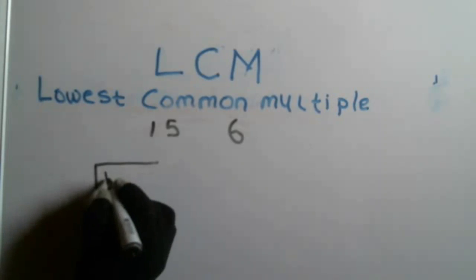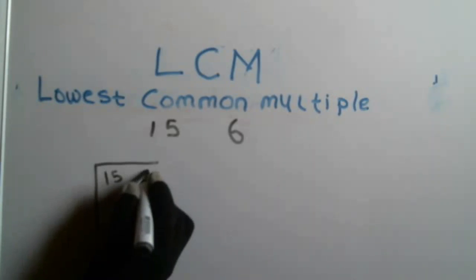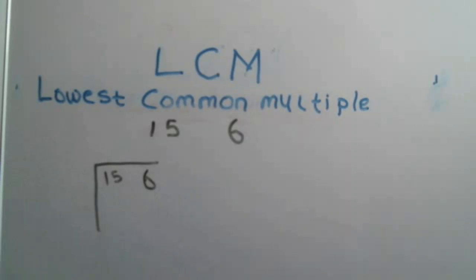So we slot in the 15 here, we slot in the 6 there. So what is this small number? What is the smallest number that these numbers can divide so that there will be no remainder?